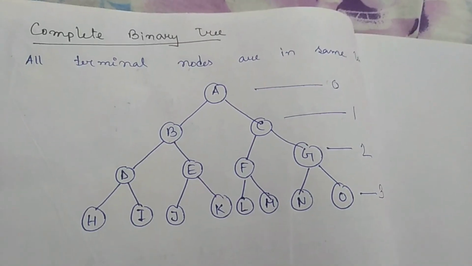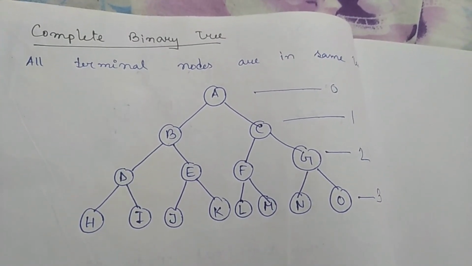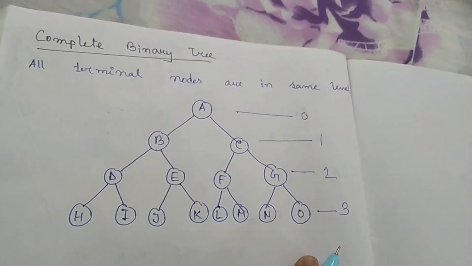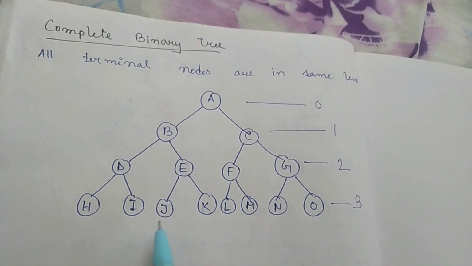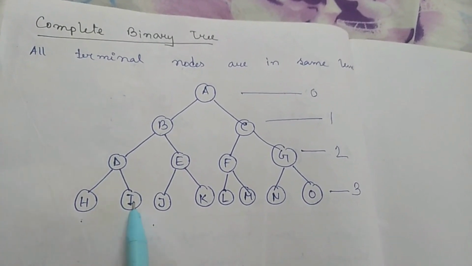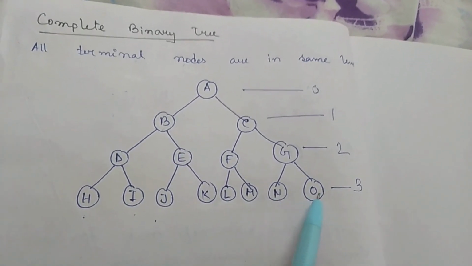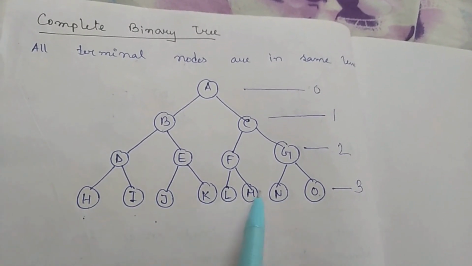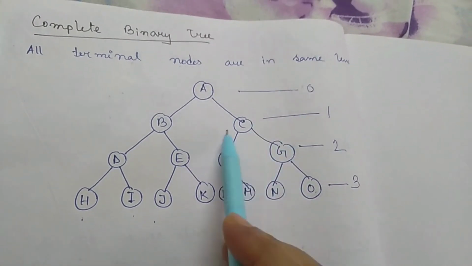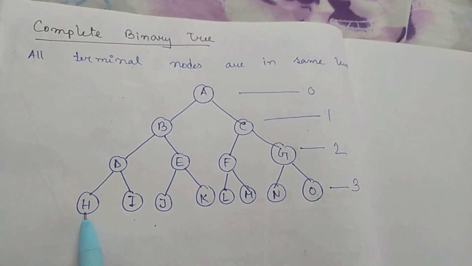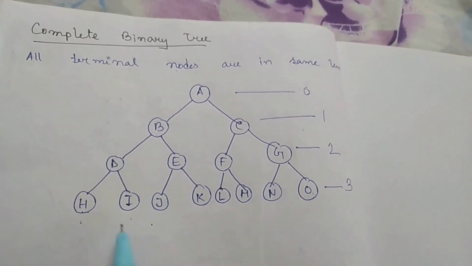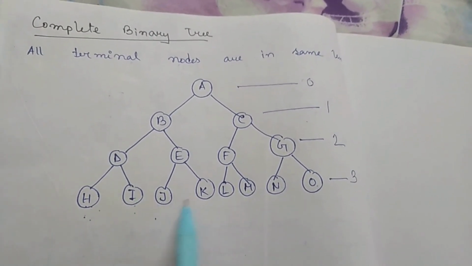Okay. Next, binary tree related topic is a complete binary tree. In that case, here we see that all the terminal nodes are in the same level. Now, if we consider this is a complete binary tree, in that case all the terminal nodes, meaning H, I, J, K, L, M, N, O, all nodes are at the same level. So what is the length of this tree or the level of this tree? That is starting from 0, 1, 2, 3. So the depth is 3 levels, and all the nodes, that means the terminal nodes, are at the same level. Okay.